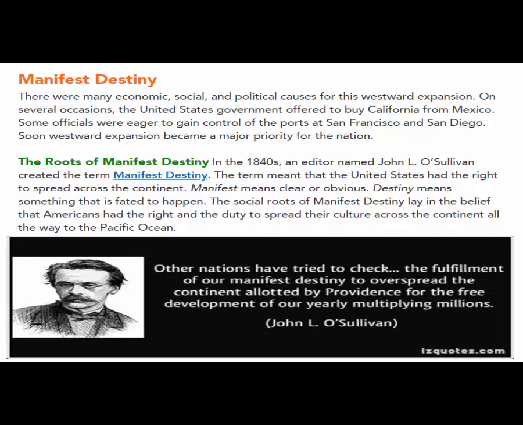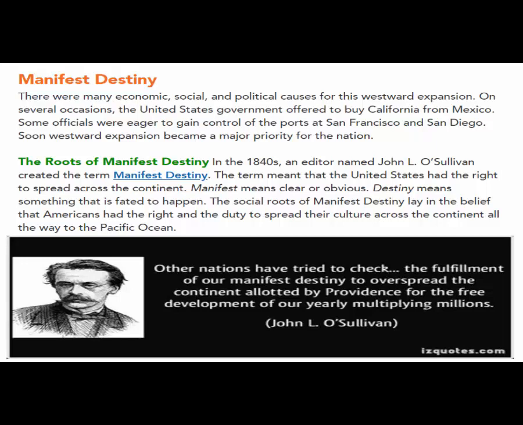The roots of Manifest Destiny. In the 1840s, an editor named John L. O'Sullivan created the term Manifest Destiny. The term meant that the United States had the right to spread across the continent. Manifest means clear or obvious. Destiny means something that is fated to happen. The social roots of Manifest Destiny lay in the belief that Americans had the right and the duty to spread their culture across the continent all the way to the Pacific Ocean.